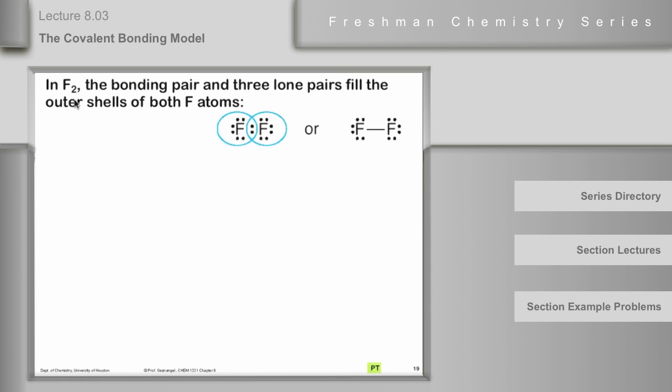So let's consider F2. For F2, of course, we have 2 fluorine atoms. We want to count the electrons. We have 1 fluorine, and then we have the other fluorine. And both of them have 7 electrons. So in order to get a stable electron configuration, 1 electron is shared from each fluorine, and a single bond is thereby made.